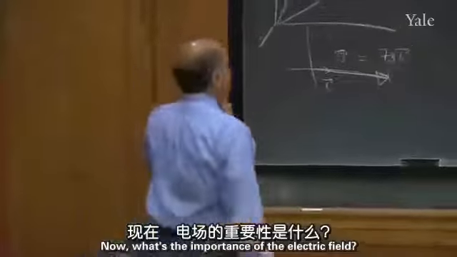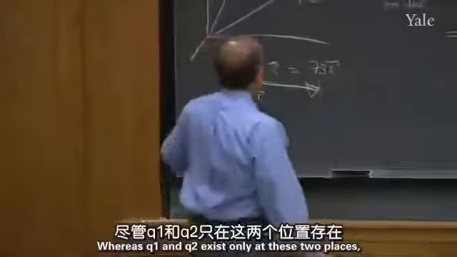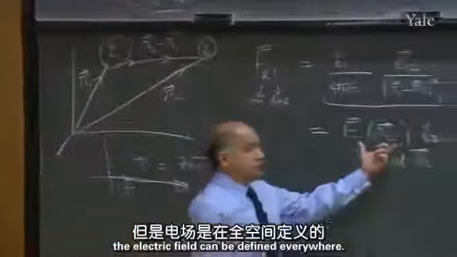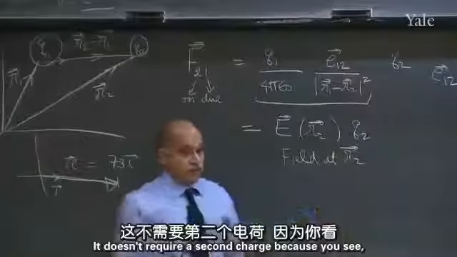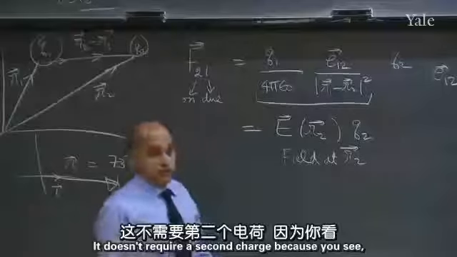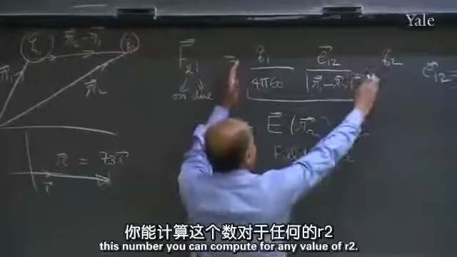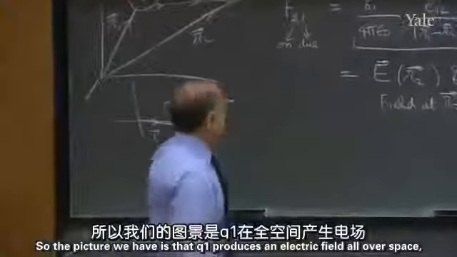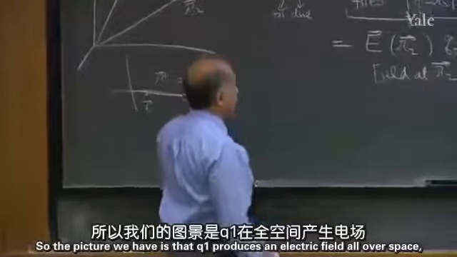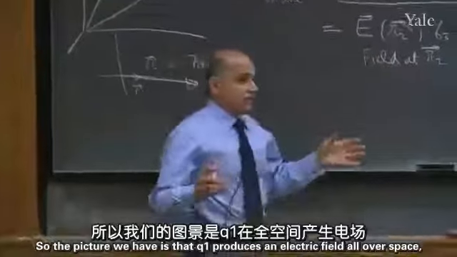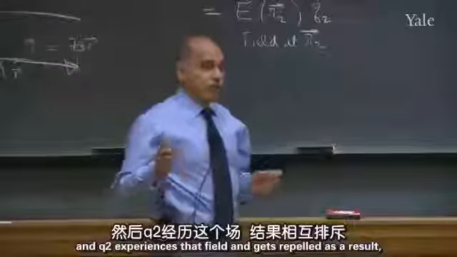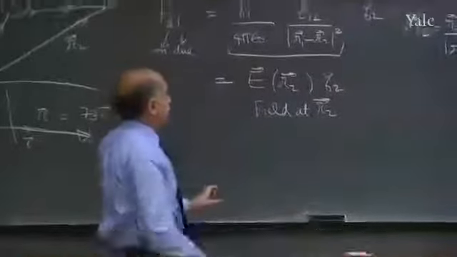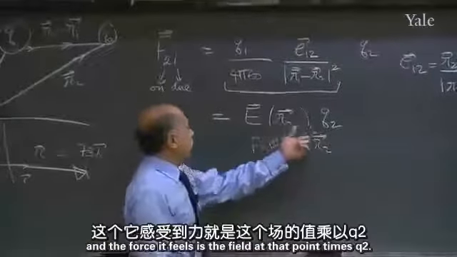Now, what's the importance of the electric field? Whereas Q1 and Q2 exist only at these 2 places, the electric field can be defined everywhere. It doesn't require a second charge. Because you see, this number you can compute for any value of R2. So the picture we have is that Q1 produces an electric field all over space, and Q2 experiences that field and gets repelled as a result, and the force it feels is the field at that point times Q2.